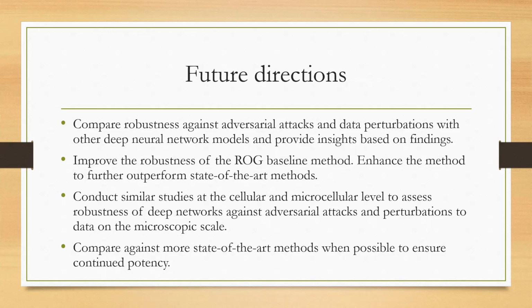One more idea is to conduct similar studies at different scales, like cellular or microcellular, or even larger scales, to assess the robustness of the architecture across multitudes of object sizes to see if adversarial robustness is improved for larger or smaller objects. And one more idea is to compare against more state-of-the-art methods when they come out, to ensure continued effectiveness and potency of the model, to see if there are any modifications that can be done to further update the model.